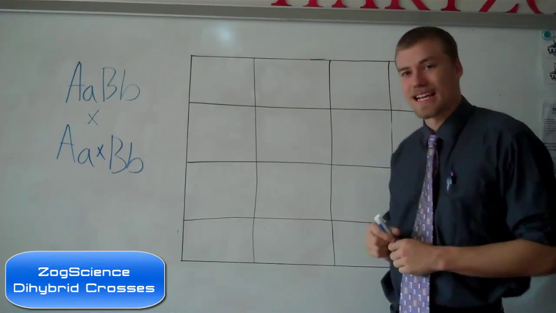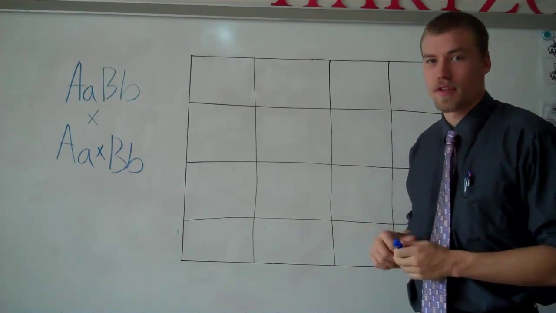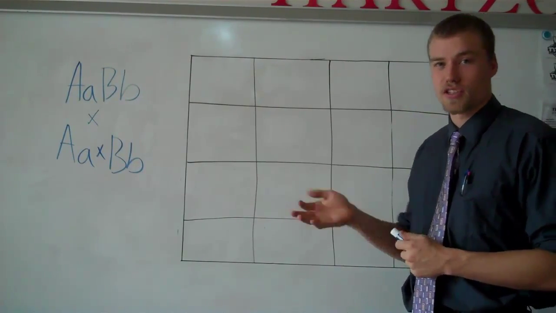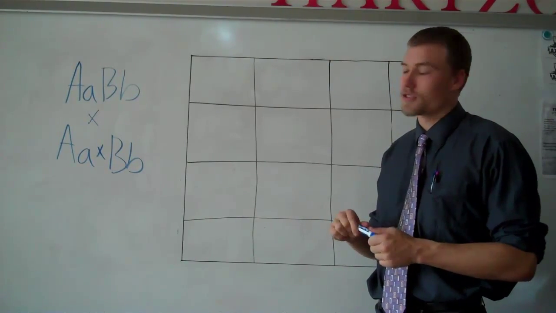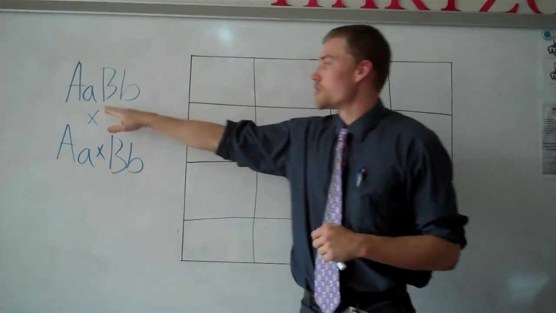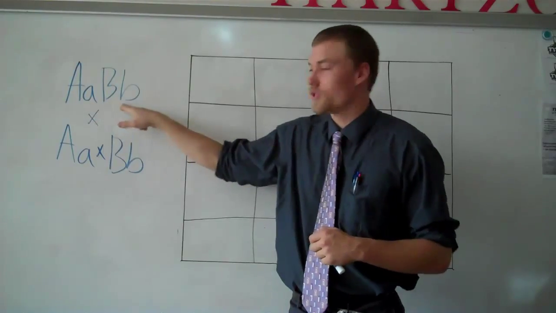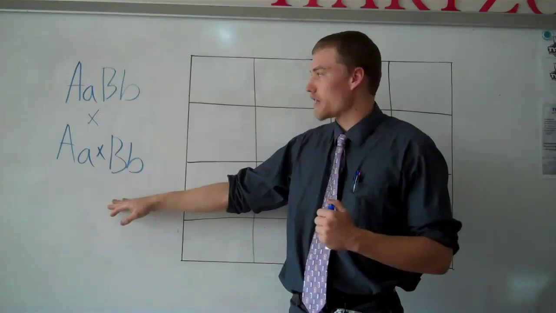Today we're going to be talking about dihybrid crosses. With that, we're going to be looking at the laws of independent assortment and segregation as Mendel laid them out back in the early 1800s. So, what we're looking at here is a cross between two individuals who are heterozygous for two different traits. We're just going to call them A and B for the sake of this, but they can be just about anything.